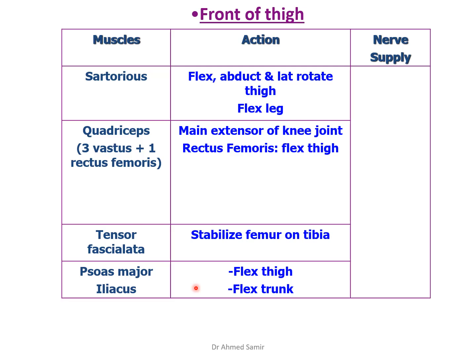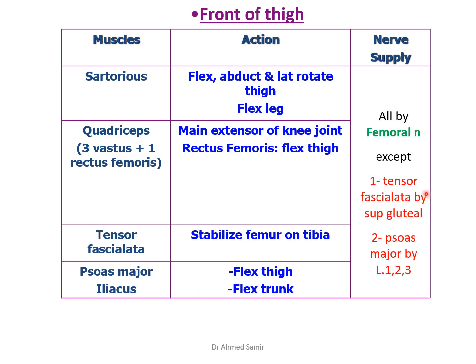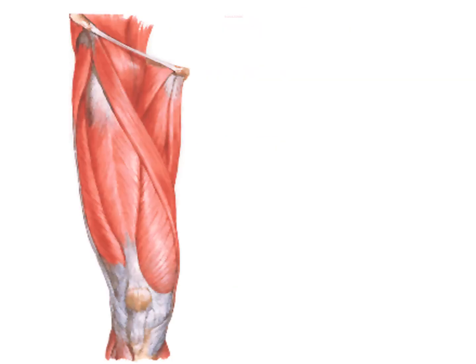And we have psoas major. If it works from above, it flexes the thigh, and if it works from below, it flexes the trunk. The nerve supply of all these muscles is the femoral nerve, except for two exceptions here. Firstly, tensor fascia lata by the superior gluteal nerve, and psoas major by lumbar nerves 1, 2, and 3, the first, second and third lumbar nerves.